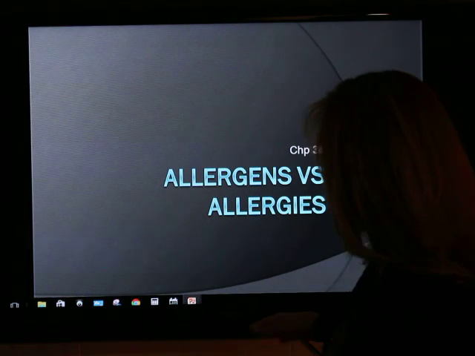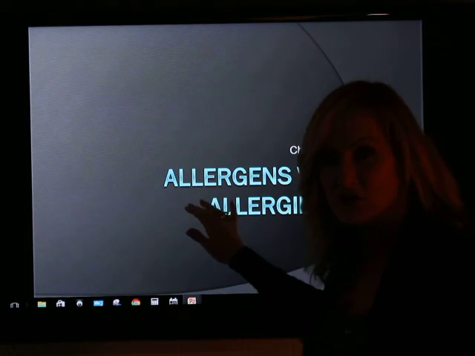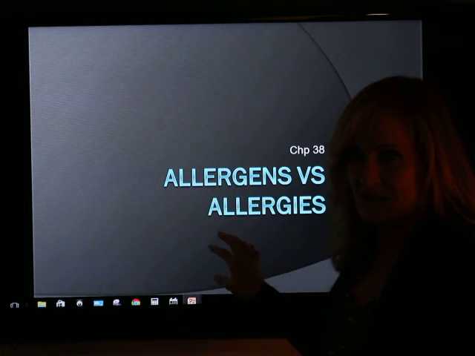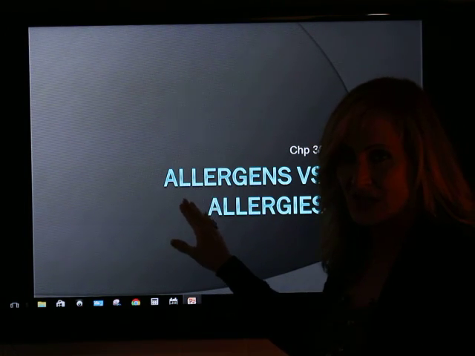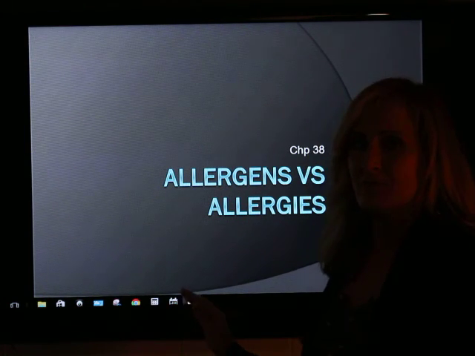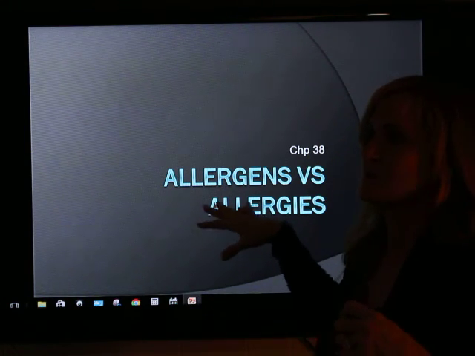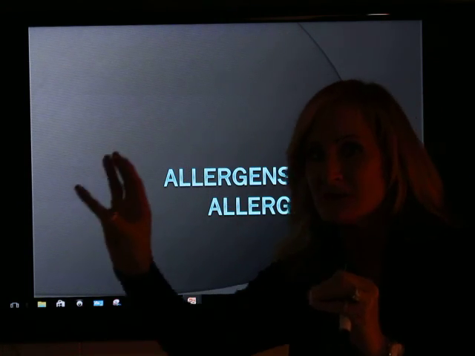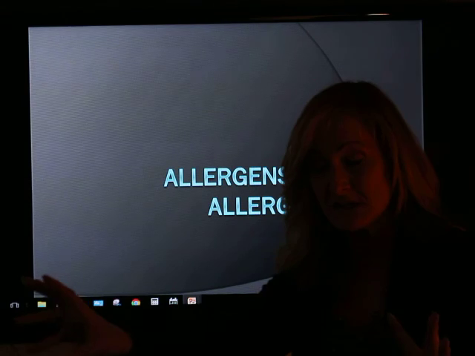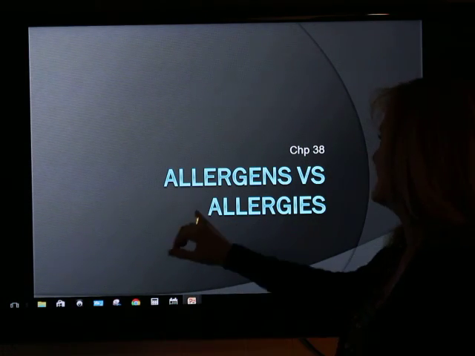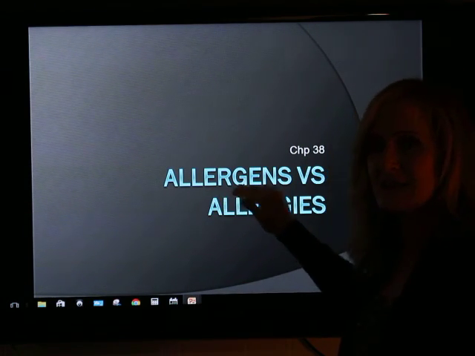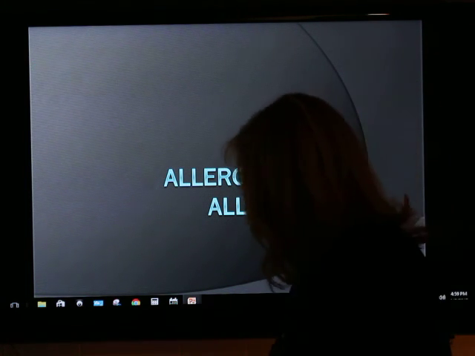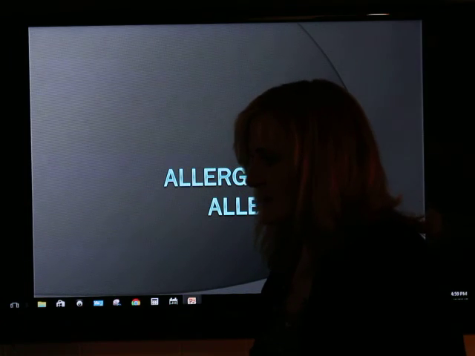So the thing that you need to know is the difference between an allergen and an allergy. These two things are very similar to the difference between an antigen and an antibody. You know how when we talked before, the antigen is the thing that triggers the antibody in the immune system? Well, in the allergic system, the allergen is the thing that triggers the allergy. We'll talk a little bit more about that as we go through this.